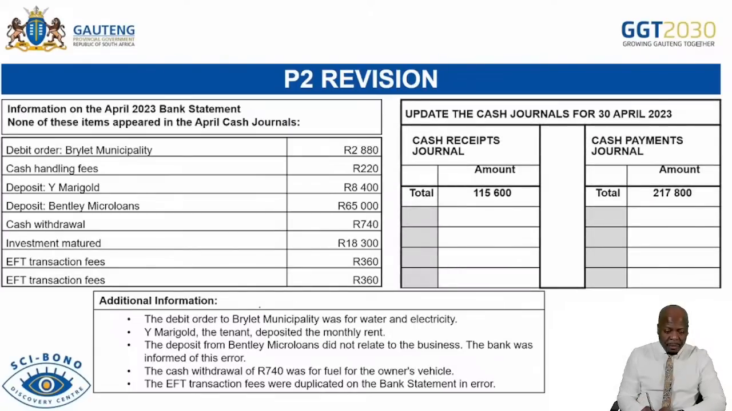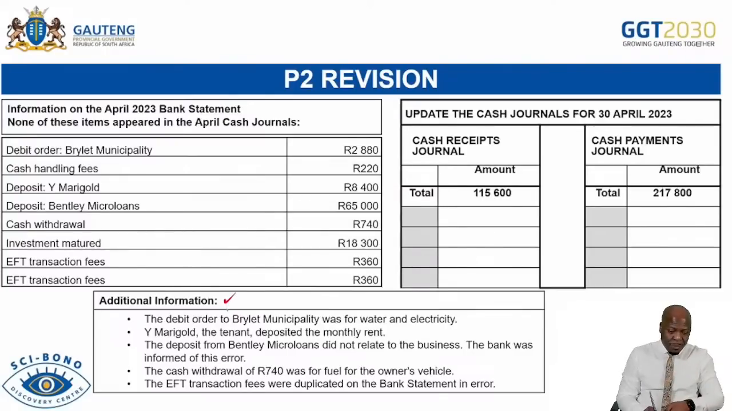So we have additional information now. At times the examiner can say information that is on the journals that is not the same as the one on the bank statement. But at times they don't say that. They just come and say additional information. That means you must read the information, understand it, and know what to do.